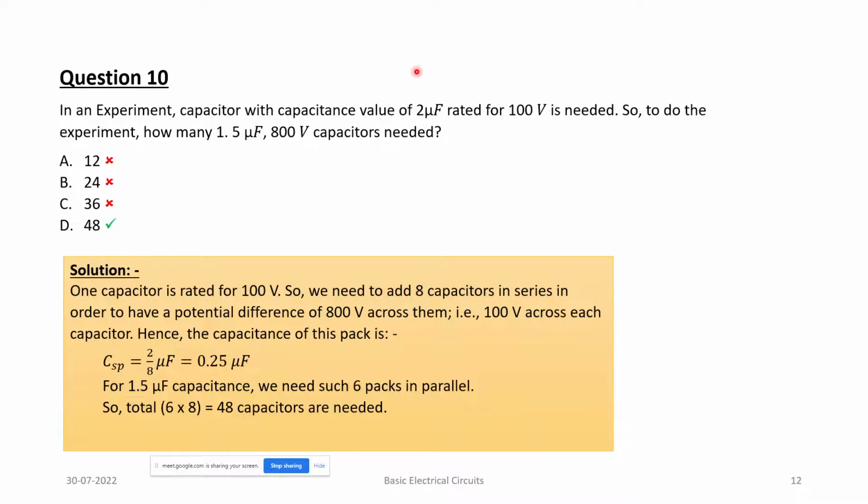How many capacitors should be in series? 8. Good. So what will be the series capacitance total equivalent? C by 8. Yes sir, C by 8. So 2 by 8.